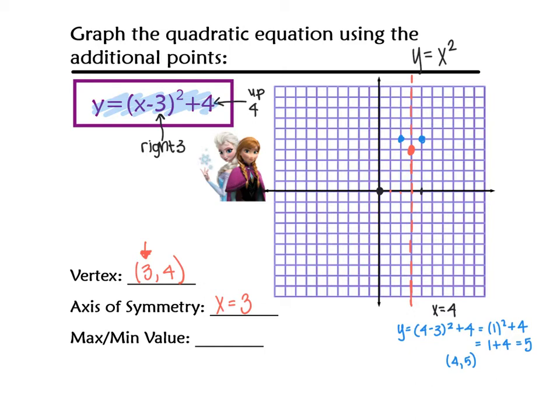I have to repeat that step, so I need to go to the right one more time. My next x value is 5. If x is 5, I do the same thing. I'm going to plug 5 into the equation. Again, either type it into your calculator or simplify.